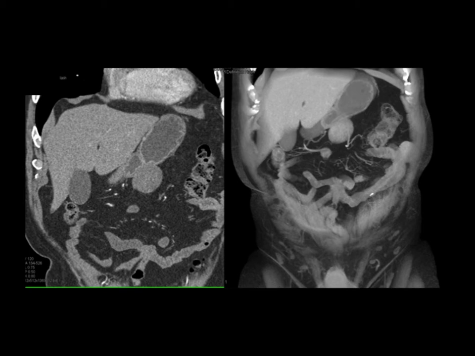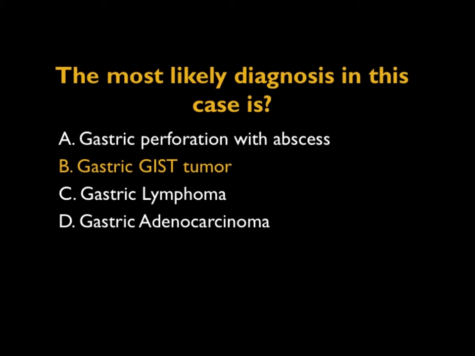Lymphoma infiltrates the wall, can be bulky but not totally exophytic. And gastric adenocarcinoma tends to be infiltrative. This is all exophytic. The classic lesion that's exophytic in the stomach is a GIST tumor, gastrointestinal stromal tumor. They can be slightly vascular, they can ulcerate, but classic appearance of a GIST tumor as an exophytic gastric mass. Very nice example.